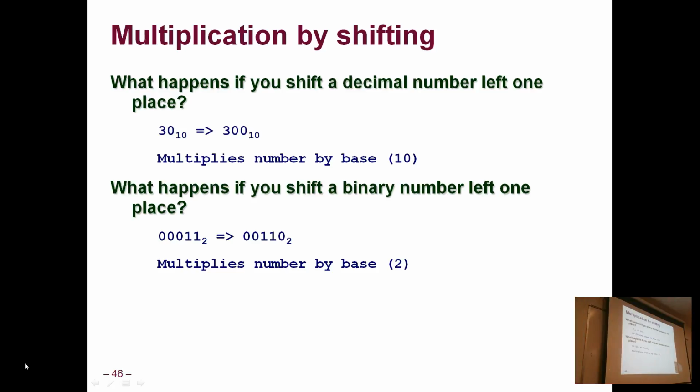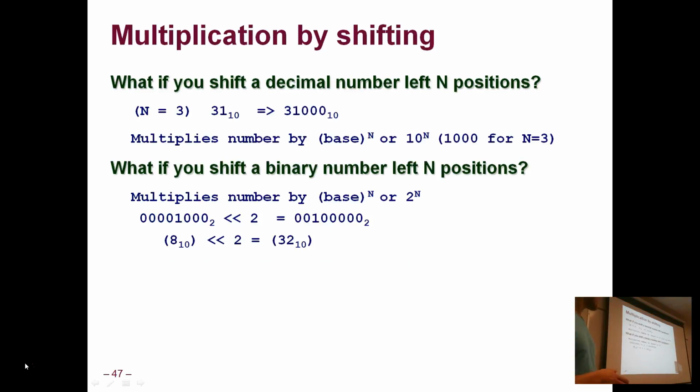Okay. The thing that I need to cover for the exam is multiplication by shifting. And so what happens if you shift a decimal number left one place? Well, here you have 30, and you shift it left one place and add a 0. This multiplies that number by the base, which is 10. So what happens if you shift a binary number left one place? So here you have 00011, and you shift it left by 1, add a 0 from the right, sorry. And this turns into 00110. This multiplies the number by the base, 2. So it goes from 3 to 6.